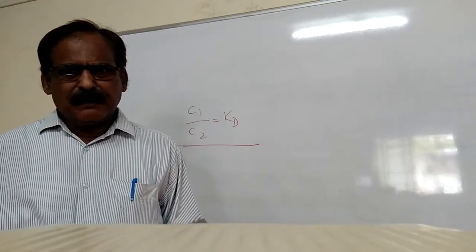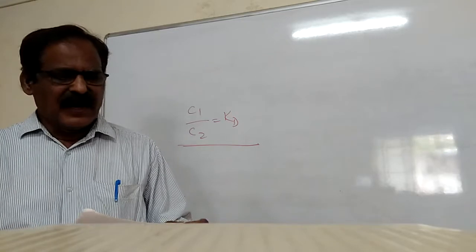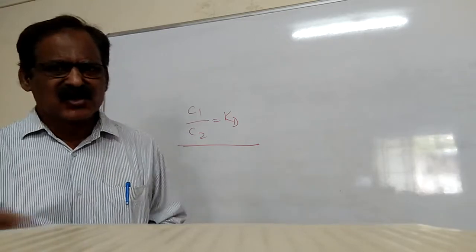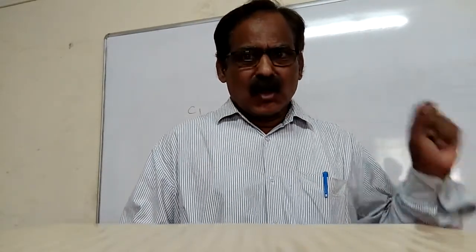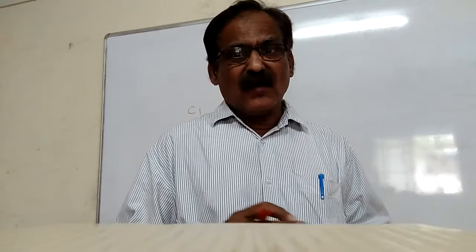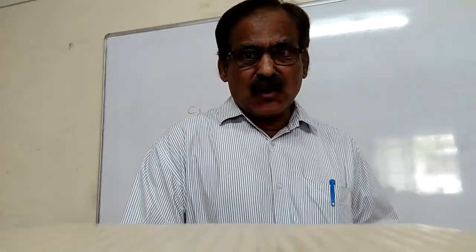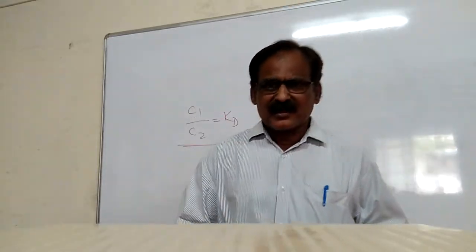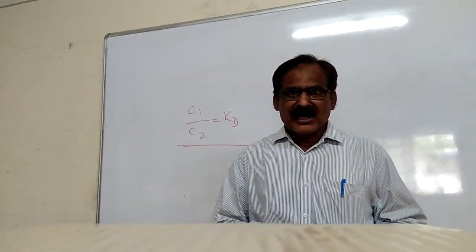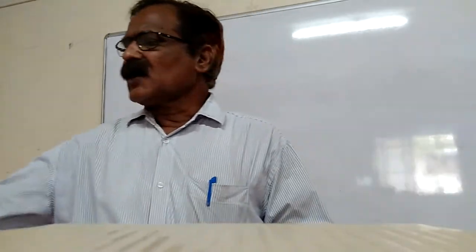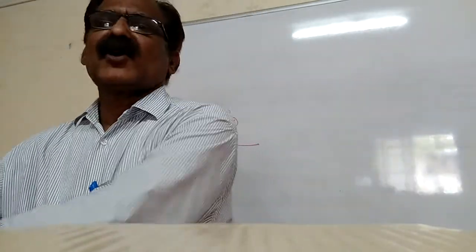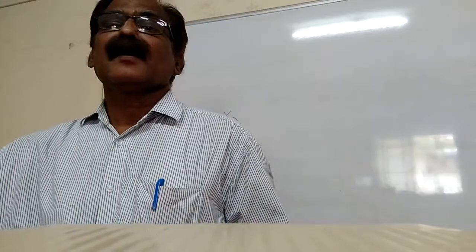So let us see how Nernst distribution law is modified and applied to the distribution of such a solute which undergoes association in one of the solvents. Let us take an example of association of benzoic acid in benzene.